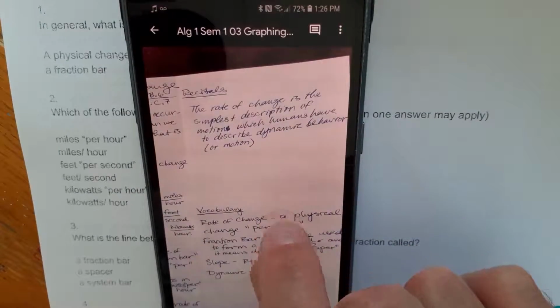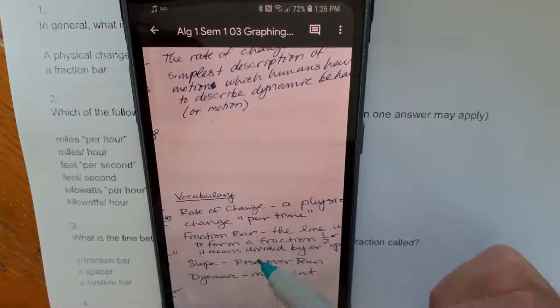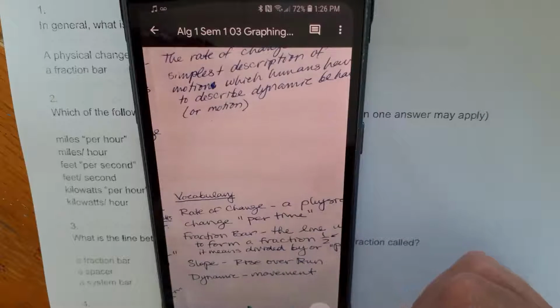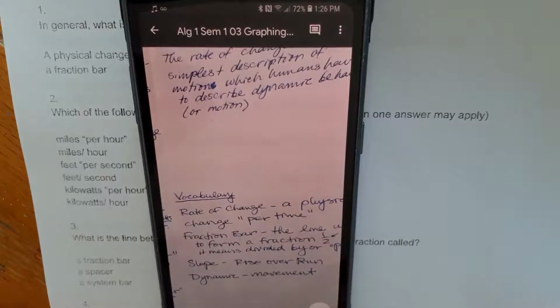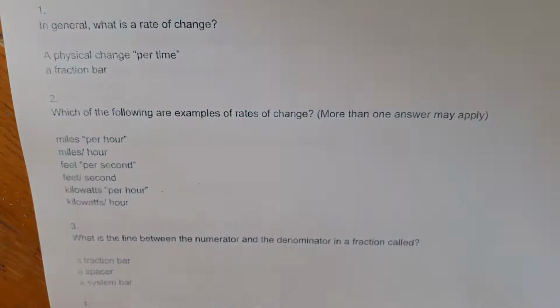All right, so with that, there's vocabulary: rate of change, fraction bar, slope, dynamic. By the way, dynamic means movement. If you have a dynamic situation, it's moving. If you have a static situation, it is not moving. It is still or steadfast. Okay, so let's see what problems they give us.